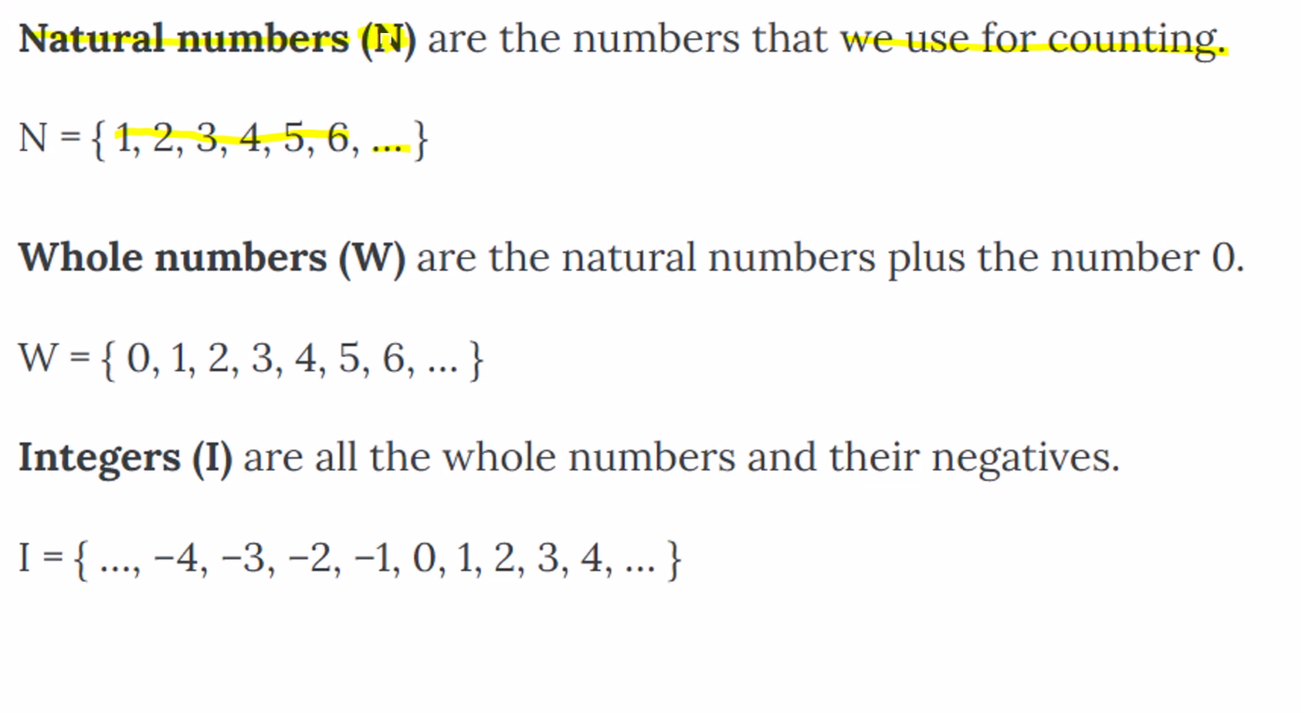Whole numbers are the natural numbers plus the number 0. So here you'll see we have 1, 2, 3, 4, 5, 6, and so on. Those would be the natural numbers, but the set of whole numbers also includes 0. One way to remember that is the word whole has an O in it, which kind of looks like a 0. We can indicate that something's a whole number with a W.